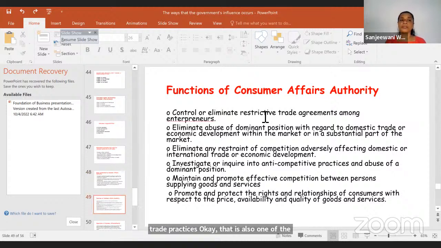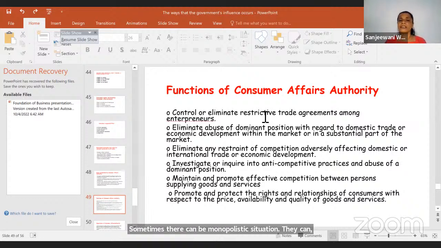Then you also need to know the functions of the Consumer Affairs Authority. So what are the functions, children? The goals you need to know separately, and the functions you need to know separately. So what are the functions of the Consumer Affairs Authority? Control or eliminate restrictive trade agreements among entrepreneurs. If there are some restrictive trade agreements, they can control them, or else eliminate them. Then they can eliminate abuse of dominant positions with regard to domestic trade or economic development within the market. Sometimes there can be a monopolistic situation. They can reduce those things.